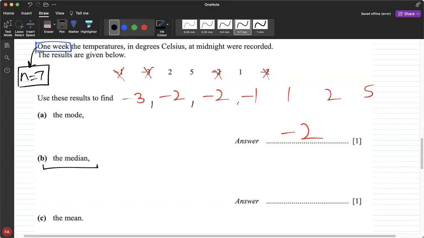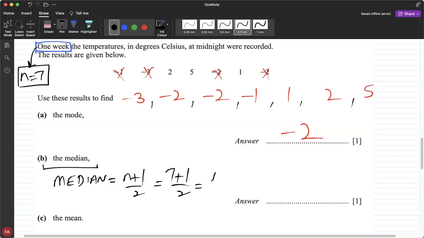Should we place a comma over here? It doesn't really matter, so it's totally your choice. Now, again, we know the formula for median term is n plus 1 over 2. 7 plus 1 over 2 gives us the 4th term.